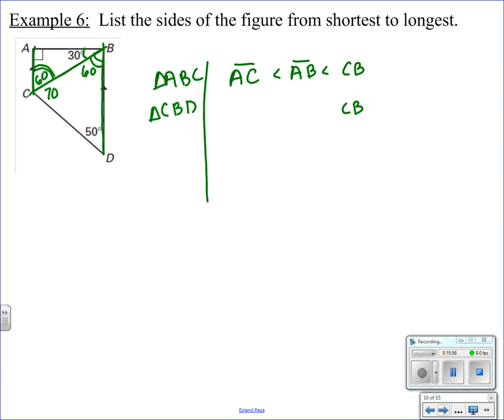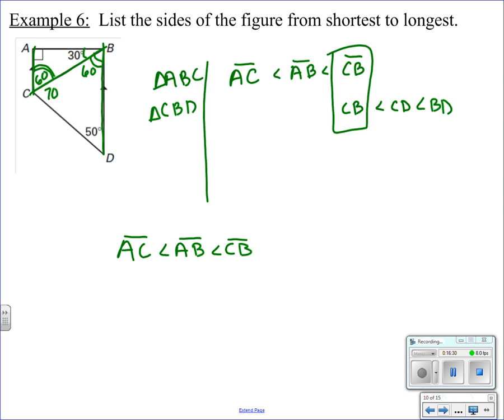And I'm always ranking from smallest to largest. So CB is technically the smallest side in triangle CBD, since it's opposite angle D, which is the smallest angle. So then I rank next is CD, then the last one, the largest side, would be BD. So ranking these sides from shortest to longest, AC, AB, CB. Now since I've lined up CB and CB, I know my next largest side is CD, and the next one is BD.